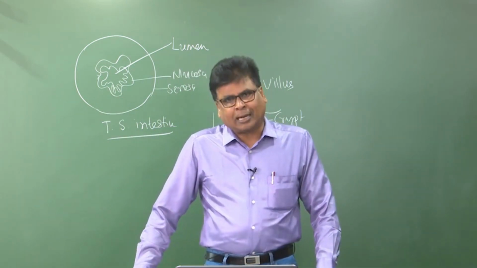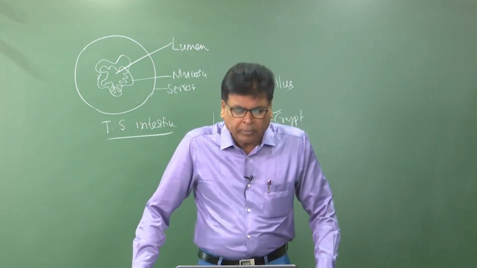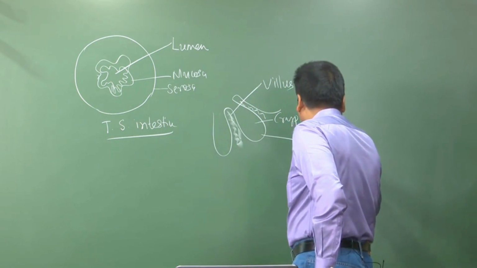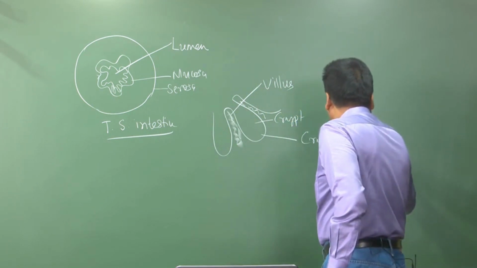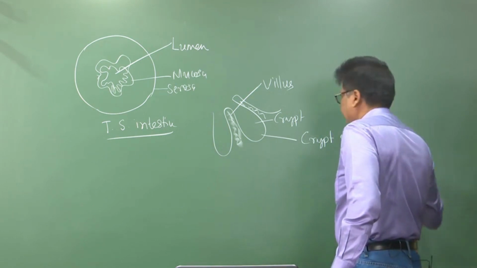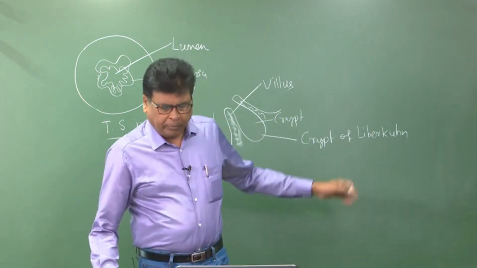and that is known as intestinal gland, or crypt of Lieberkühn. So this is known as crypt. This crypt is known as crypt of Lieberkühn, okay, that is present in between the villi.